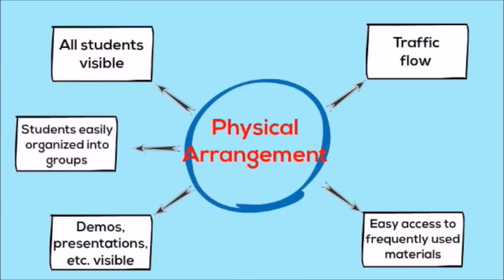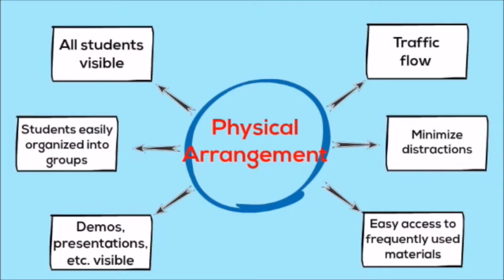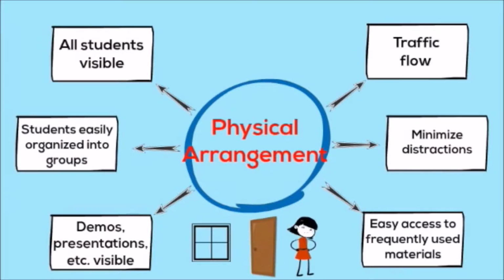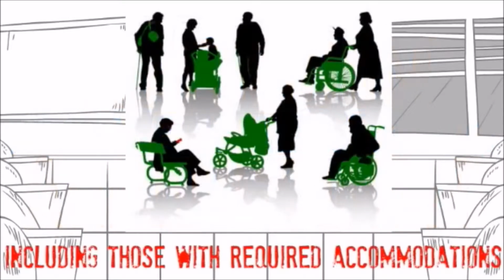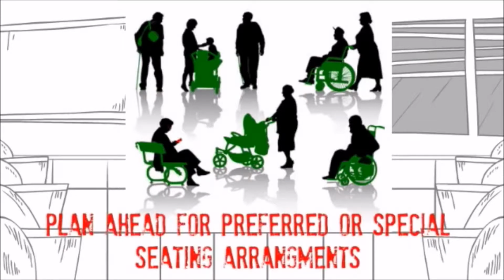Make sure that students can easily be organized into groups. You can have them sitting next to the people you want them to partner up with, and you can pre-teach the expectations for how to get into groups. Try to make sure that you minimize distractions as much as possible. For students who are more easily distracted, consider seating them away from windows, away from doors, or away from other peers who might be potentially distracting. Remember, your classroom arrangement should be inclusive and meet the needs of all students, including those with required accommodations. If you know students are going to need preferred seating, or perhaps seating at the front of the classroom, plan for that ahead of time.